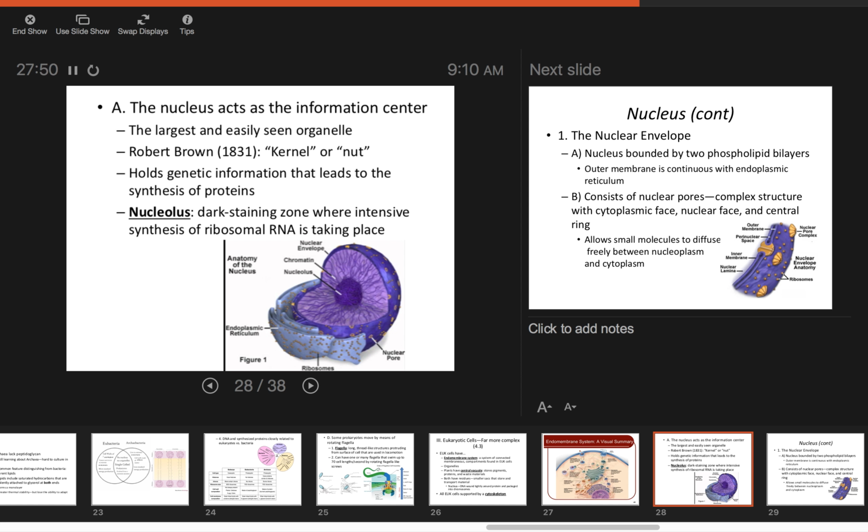So that's always interesting. Robert Brown, 1831, described the nucleus as a kernel or a nut. It holds genetic information and leads to the making of proteins. The nucleus is broken down into different layers. We're going to talk about the nucleolus, a dark stained zone where intensive synthesis of ribosomal RNA takes place. That's in the center of the nucleus. This is how mRNA is made, and then it leaves.